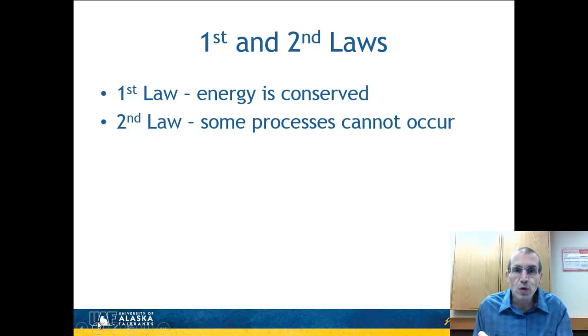So, here are the two laws of thermodynamics. In the first part of the class, we've been looking at the first law of thermodynamics, which said that energy is conserved. Now we're talking about the second law of thermodynamics, which says some processes cannot occur, and we can expand that further and say that all processes can only occur with a certain efficiency.